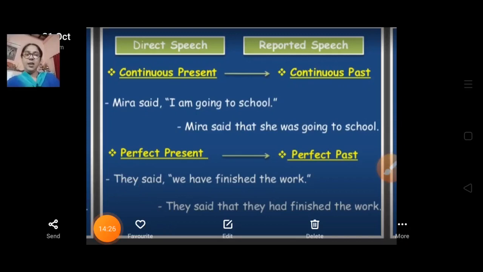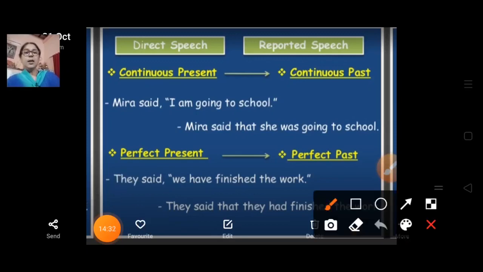Now let's see. Meera said, "I am going to school." Here you can see it is written in present continuous tense. When we change it into reported speech, what will we do? We just remove the inverted commas. In place of inverted commas, we have added "that" over here.